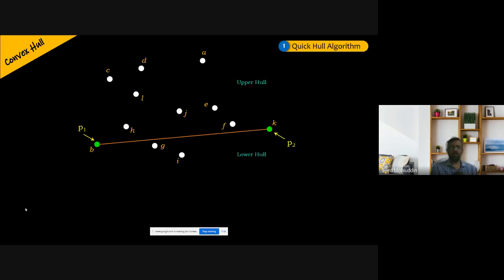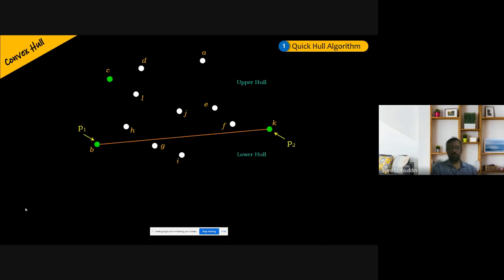Now we need to find another pair of points in the upper hull as well as the lower hull. How do we find these extreme points? Like here we have found P1 and P2, 2 extreme points, using the x-axis. In the same way, there is a criterion which we will use to find the extreme points of the upper hull.